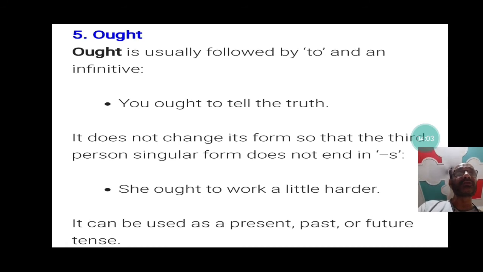Ought is usually followed by to and an infinitive. You ought to tell the truth. It does not change its form so that the third person singular form verb does not end in s. She ought to work a little harder. Now, she comes with work, but ought adds a to it, so the work becomes an infinitive. So, to work is an infinitive, and hence it doesn't take an s by that logic.